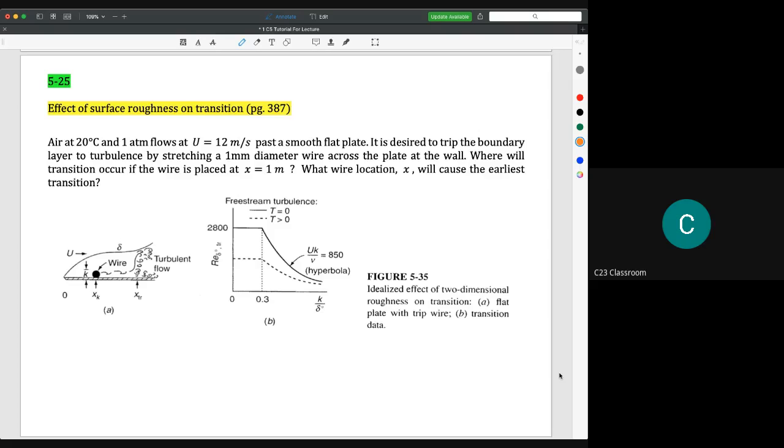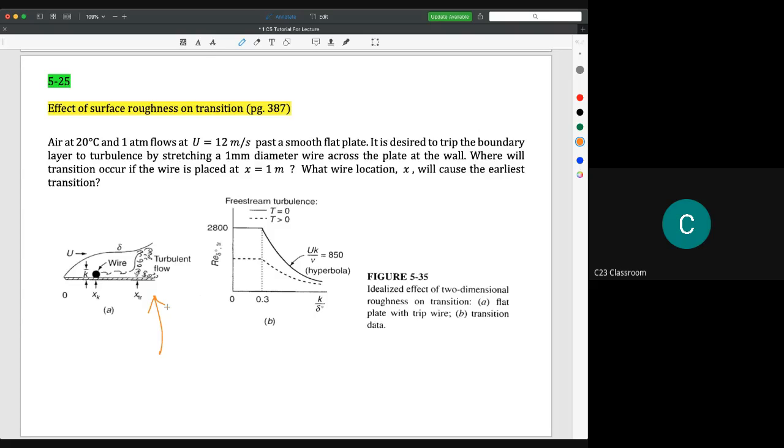It is desired to trip the boundary layer to turbulence by stretching a 1 millimeter diameter wire across the plate at the wall. Where will transition occur if the wire is placed at x equal 1 meter? What wire location x will cause the earliest transition? The idea of this one is that we have a situation like this, and when we put in a disturbance, the laminar flow will turn into turbulence.